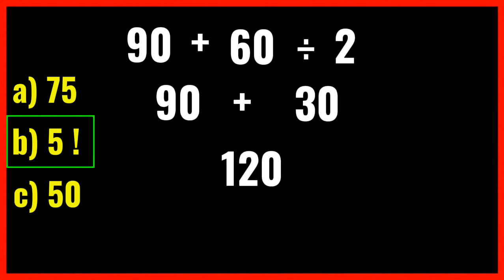Now, going back to our original problem, 90 plus 60 divided by 2. The correct answer is 120, not 75. And if you got 75 earlier, do not worry because that mistake is very common. And now you understand why it happens and how to fix it. Learning from mistakes is one of the best ways to improve in math. So keep practicing and always follow the correct steps.